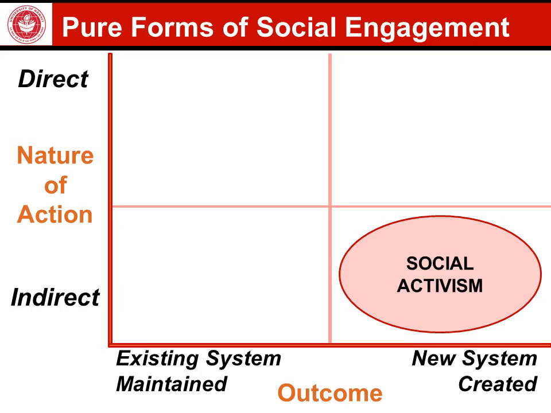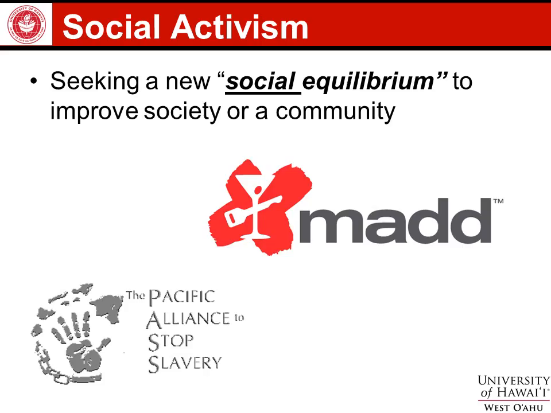Another form of social engagement is social activism. And notice here it's down for indirect action, new system created. For social activism, they're seeking a new social equilibrium to improve society or community. So like entrepreneurs, they have a vision of how things can be better. That vision of the future is what they want to work towards, but they don't take direct action. They're doing it more indirectly from the back, often through lobbying, raising awareness, and so forth.